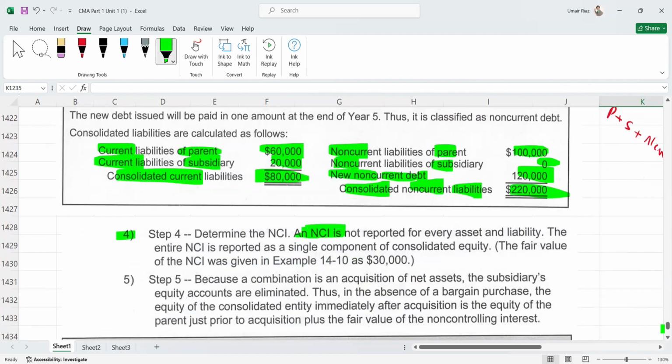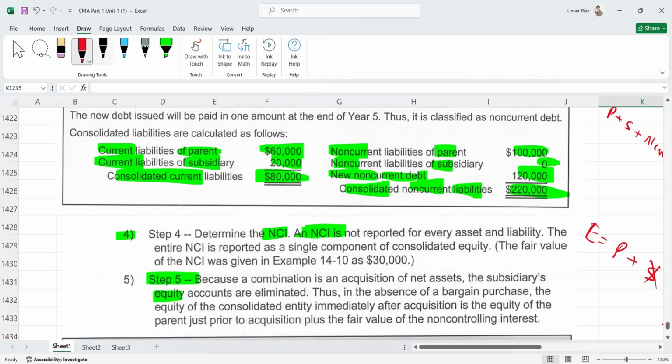NCI value is given, right? It is given. Okay, NCI value is given by the way. And now when we take the equity, please remember in equity, we will not do this way. In equity, we will never do this way, parent plus subsidiary.